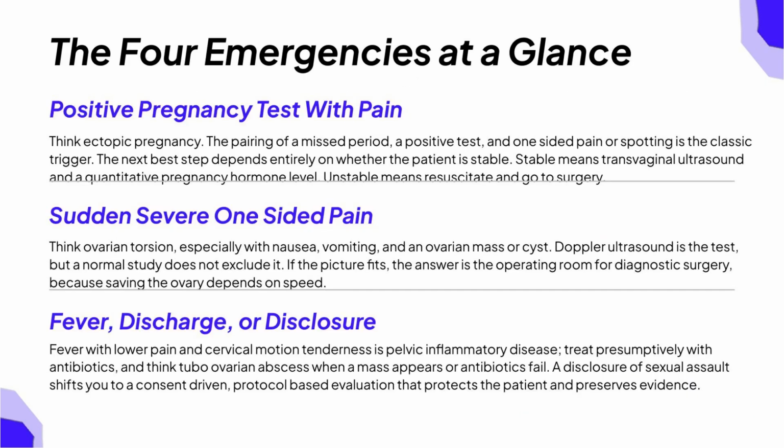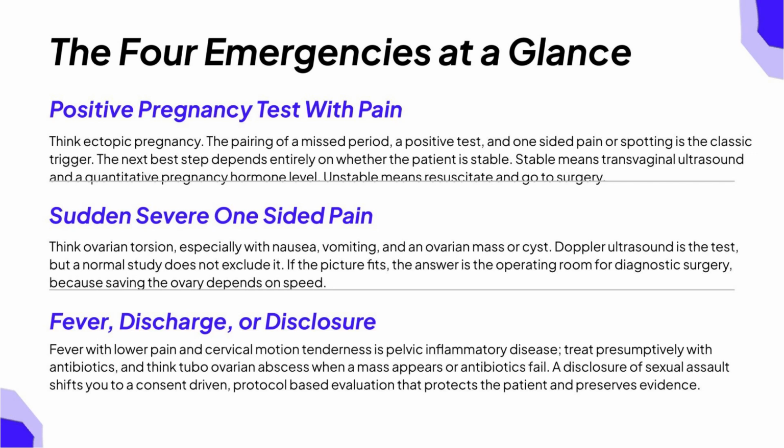Before we start the practice questions, here are the 4 emergencies at a glance, organized by the trigger that shows up in the stem. First, a positive pregnancy test with abdominal pain or spotting. That pairing means think ectopic pregnancy. If the patient is stable, the next best step is a transvaginal ultrasound together with a quantitative pregnancy hormone level. If she is unstable, you resuscitate and head to surgery.